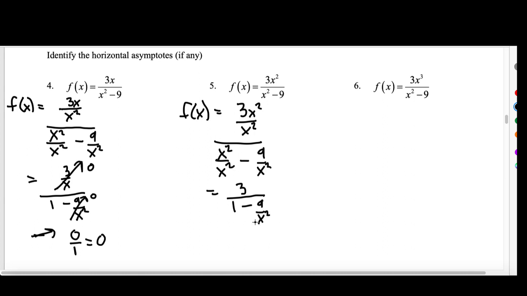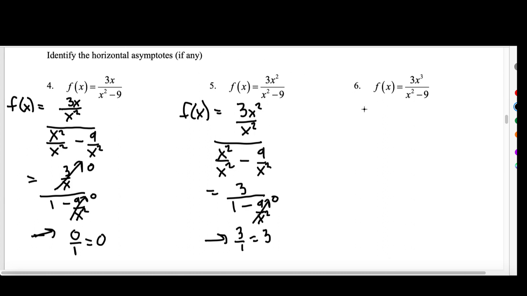So the whole thing simplifies down to that. And then think about what happens as x goes to infinity. As x goes to infinity, 9 over x squared will approach 0. It will get closer and closer to 0, right? So this whole thing will approach 3 over 1, or just 3. So as x goes to infinity, the function approaches 3. So the horizontal asymptote will be a horizontal line passing through y equals 3.